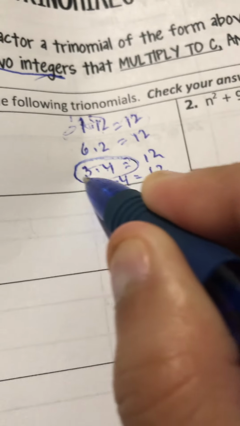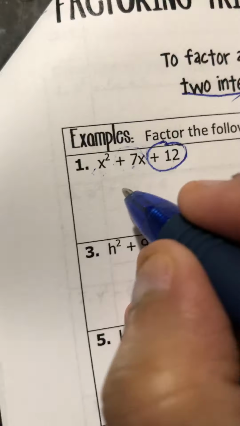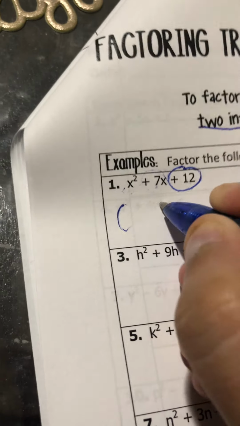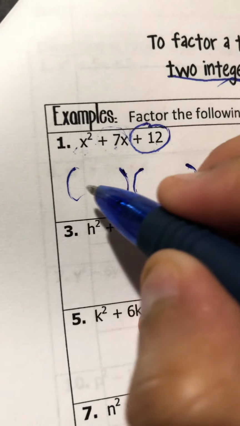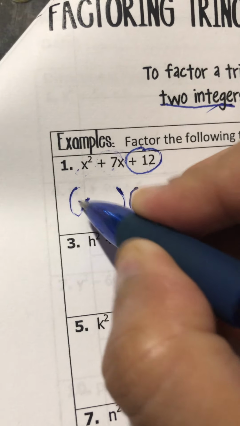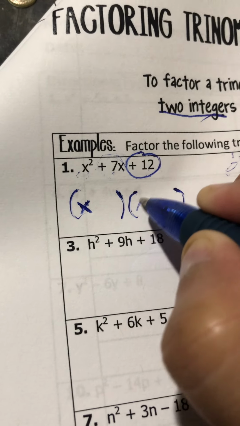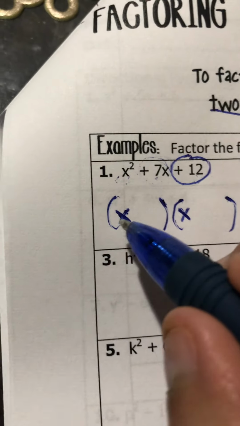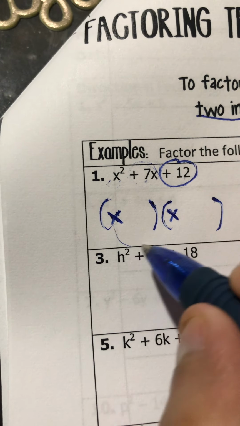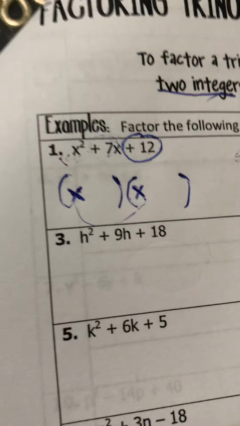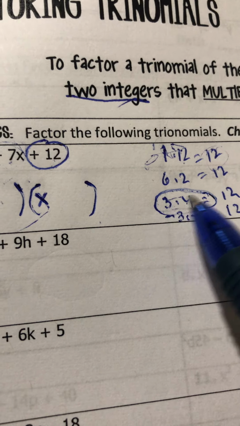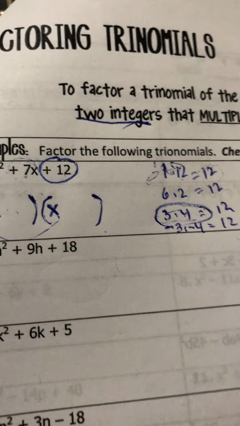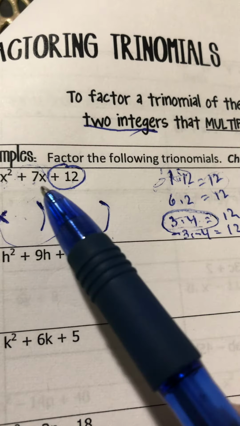Now how does it work? When you have a trinomial, you make two parentheses next to each other. We have to have two binomials. The first term in each will always be the variable, x and x, because when I FOIL it, I get x times x as x squared. What goes to the right is 3 and 4, because when I multiply 3 and 4, I get 12, and when I add 3 and 4, I get 7.